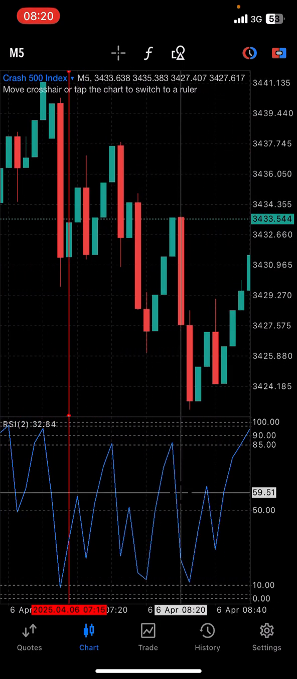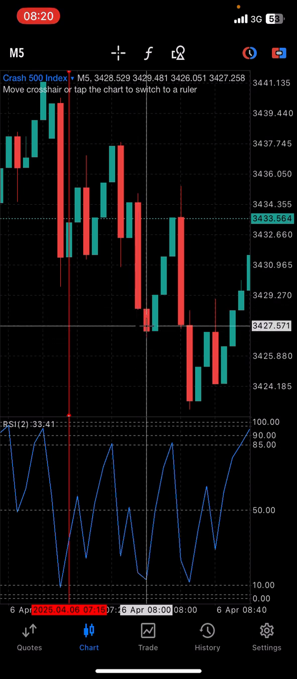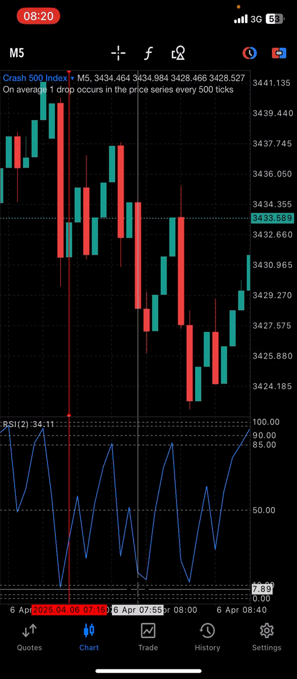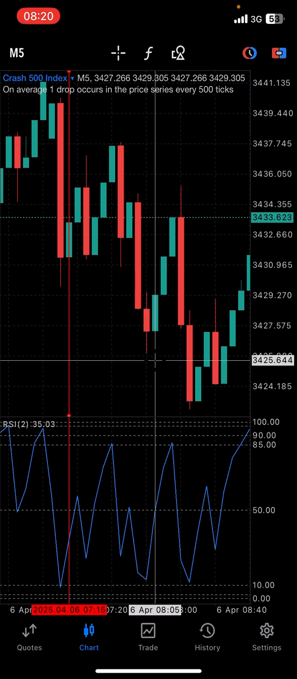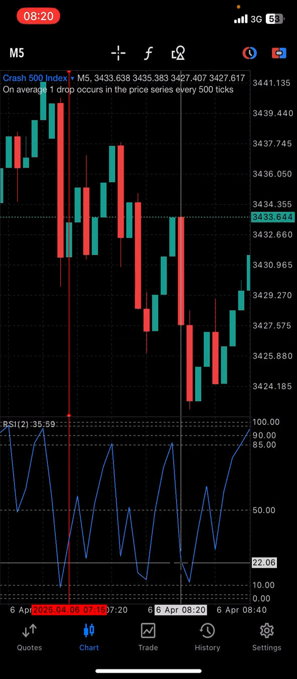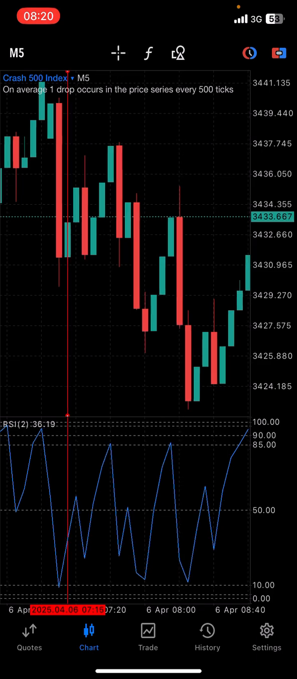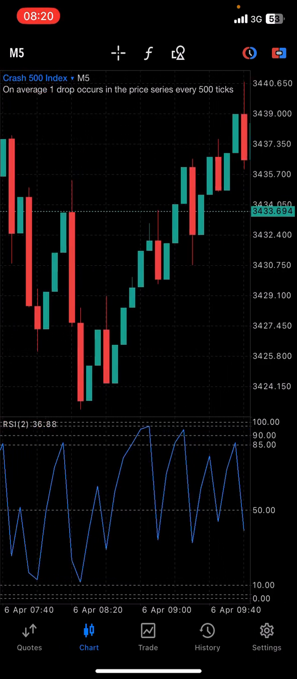So you can see all these other ones, they closed, but they didn't close inside the space of this RSI. We needed to close inside the space of 10 and 3. So these ones didn't. Look at it, they just closed just above it. So we are going to keep going.